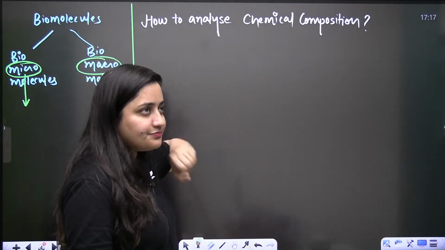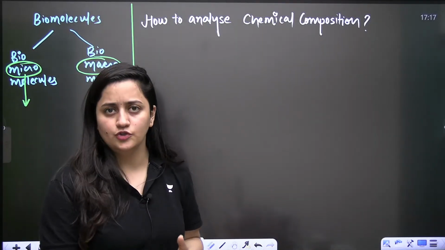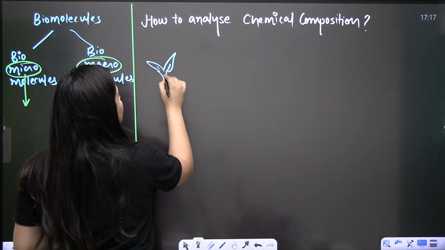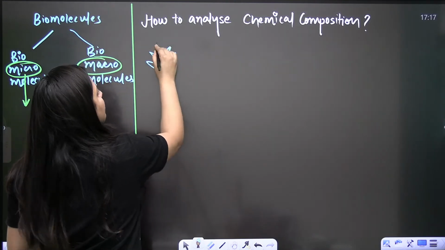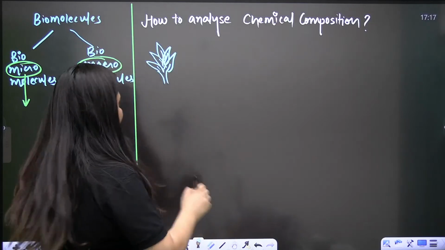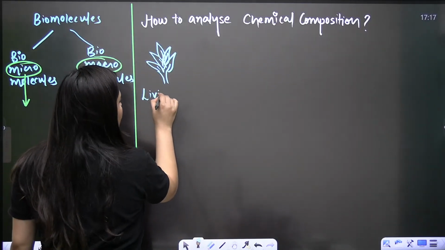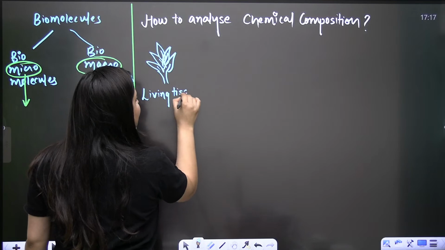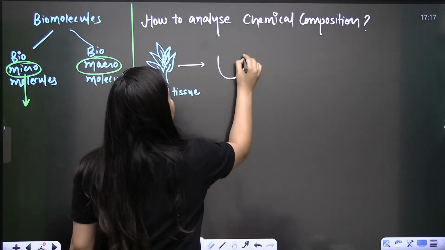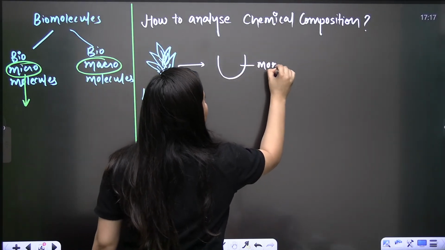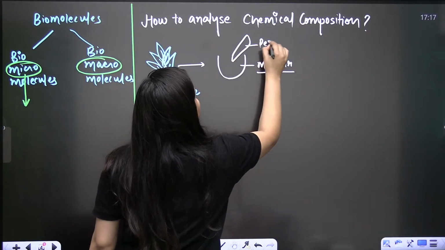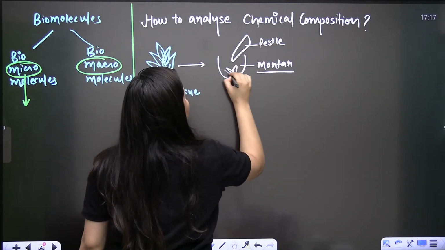Now, take any living tissue, anything it can be. You can take plant tissue, or you can take a rat's liver, whatever it is. Just take any living tissue. Now, put that living tissue in a mortar and pestle. Here you are putting that living material.